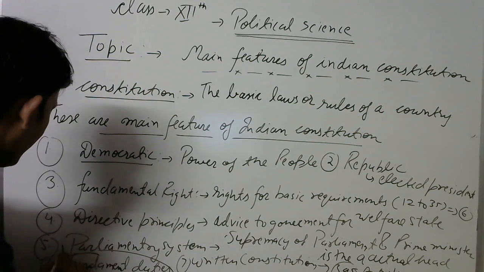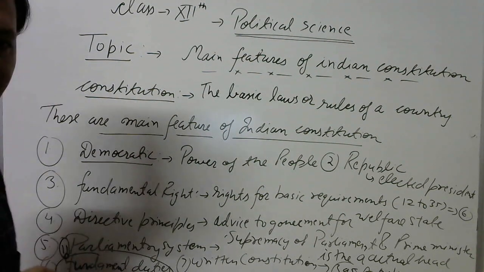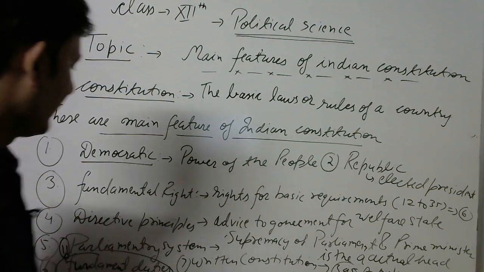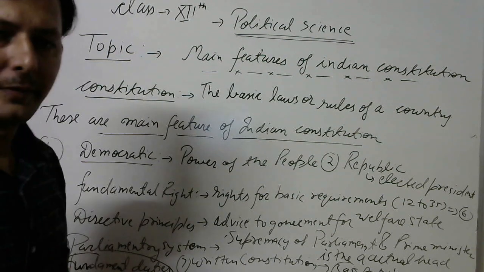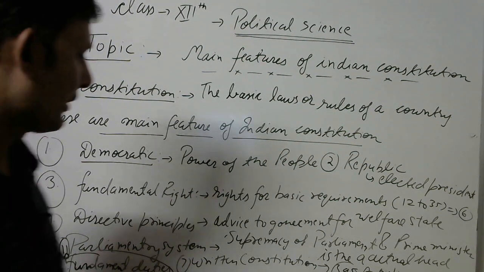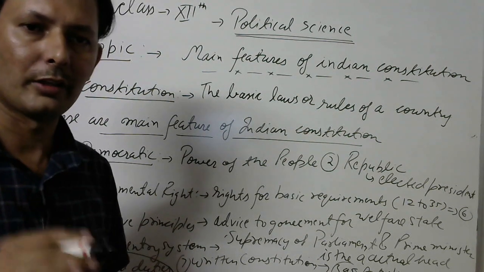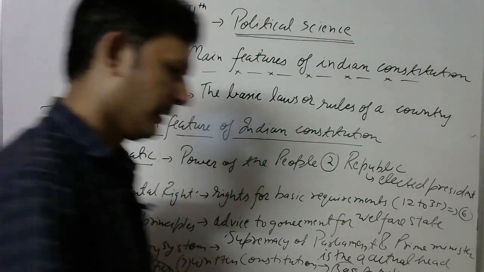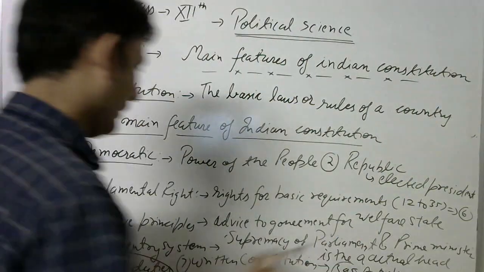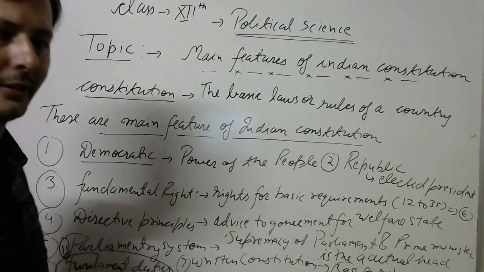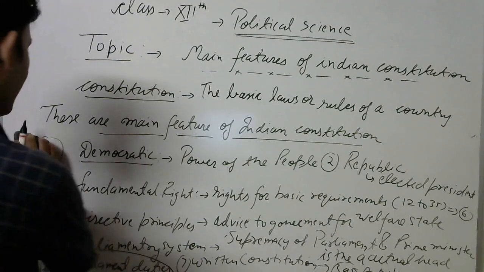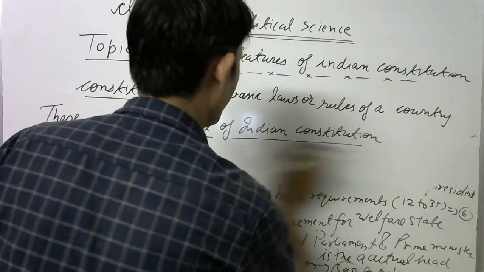Currently, there are 11 fundamental duties in Indian Constitution. Next is written constitution. Yes, Indian Constitution is a written constitution. It is the largest written constitution in the whole world. Currently, 395 articles consist in Indian Constitution. So these are the 7 features of Indian Constitution.